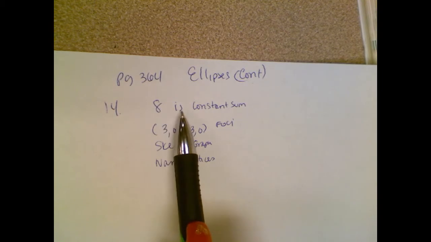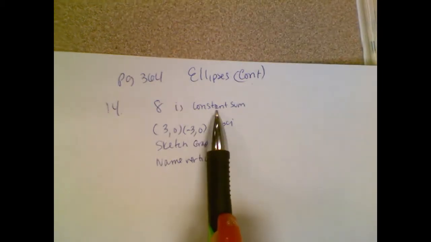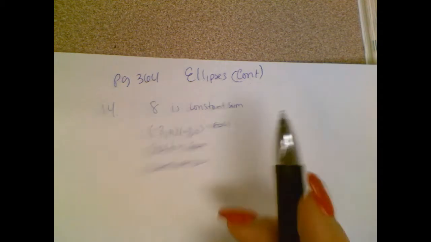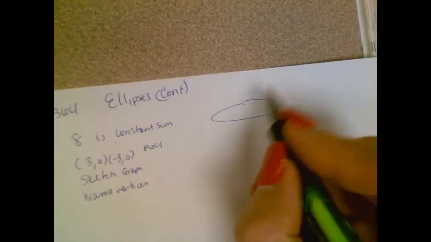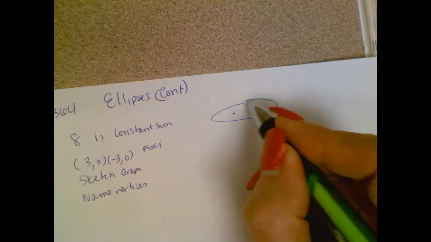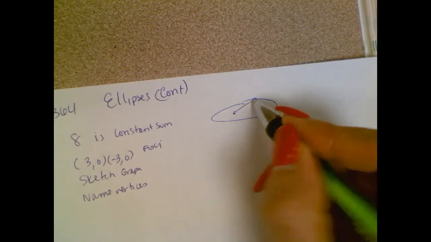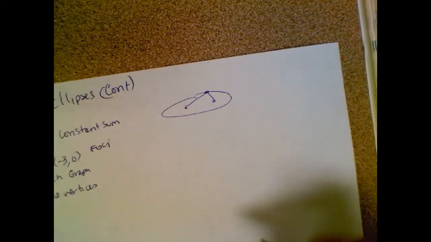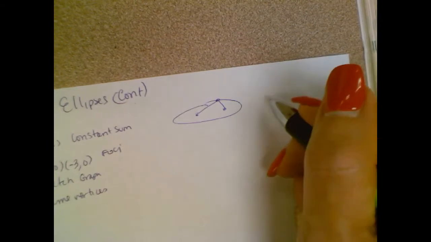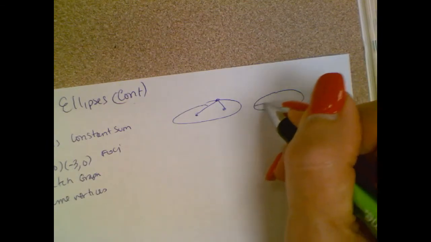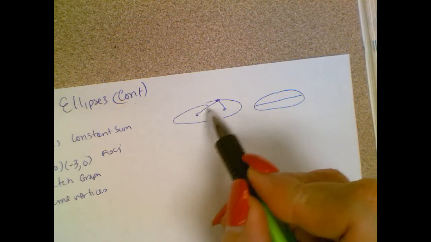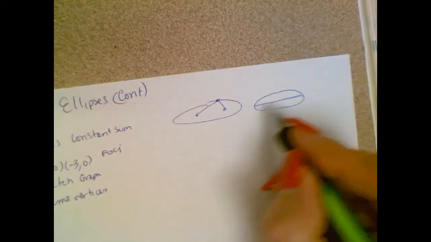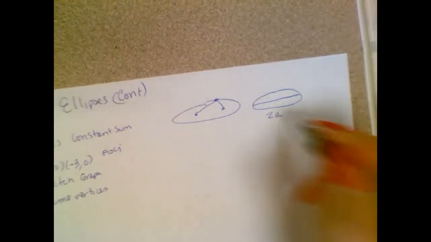So it says that 8 is the constant sum of the distances from a point on an ellipse to each focus. So basically, if you had an ellipse and you had two foci and this was a point, it means this distance plus this distance is 8. Well, the other thing that is equal to that, in the same picture, would be the major axis. So this distance plus this distance will equal your major axis. So your major axis is always equal to 2a.